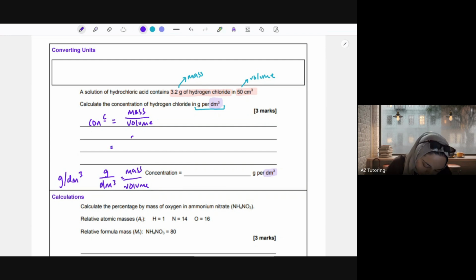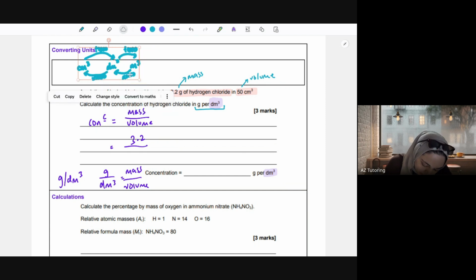Okay, so our mass is 3.2 grams. However, our volume is in centimeters cubed, and we need to change the centimeters cubed to decimeters cubed. So I would also recommend drawing this somewhere when you get into your exam. Converting units between centimeters cubed, decimeters cubed, and meters cubed. You can see it's all in alphabetical order, so C, D, M. And to go this way, we are dividing by 1,000. And if you want to go from meters cubed to decimeters cubed or decimeters cubed to centimeters cubed, you're timesing by 1,000 each time. So the way you can remember it is it's in alphabetical order and you can just divide.